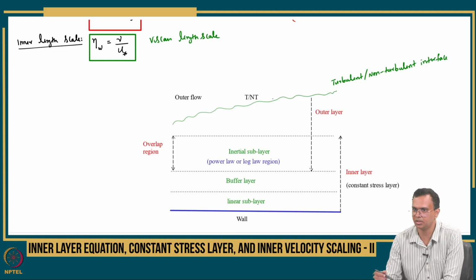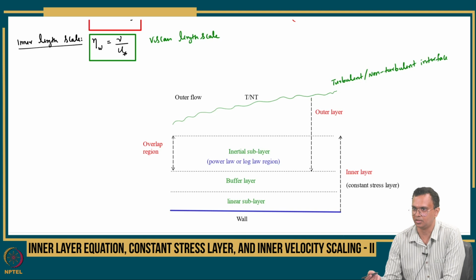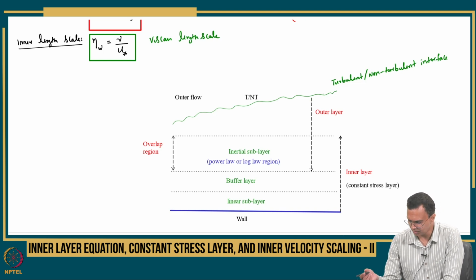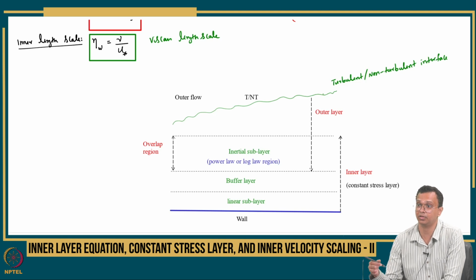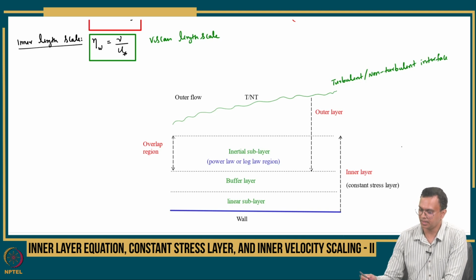This interface is extremely thin. It even has a name, the Corrsin superlayer. I will not go into the theory of that; that's turbulence theory, not the modeling part. The interface is very thin, and to know how thin, we have to introduce another scale a little later. So there is an interface between turbulent and non-turbulent zones, and below it you have the fully turbulent boundary layer, of thickness delta as a function of x, with two layers: outer layer and inner layer.